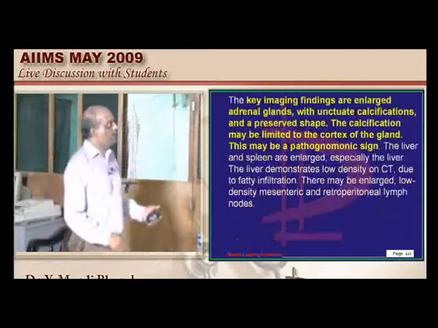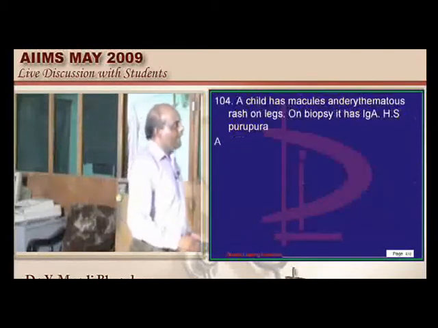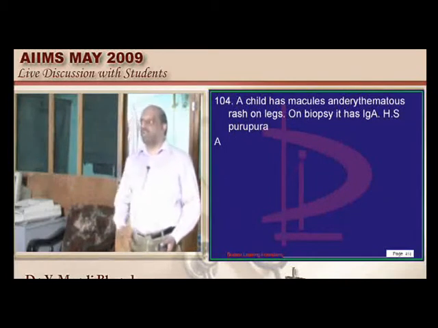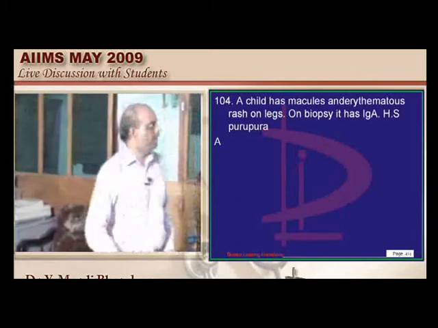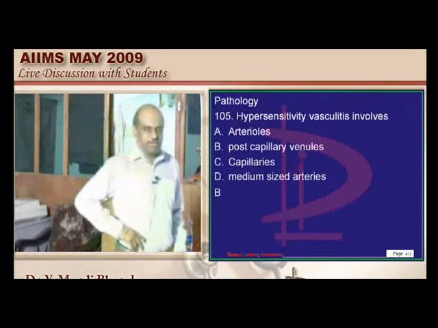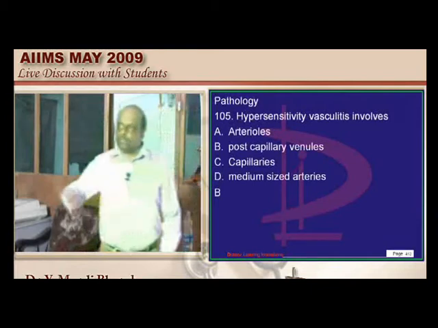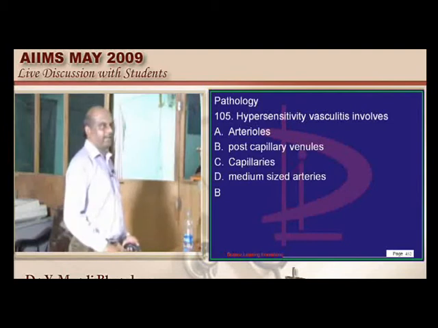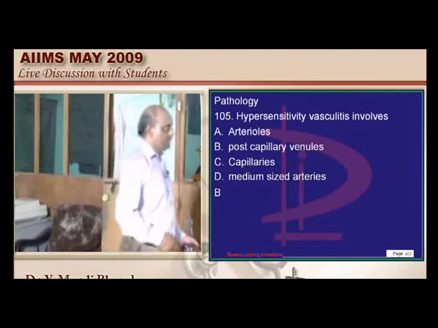A child has got macules, palpable purpura, is a feature of Henoch-Schonlein purpura, which is one of the common questions in exam. Hypersensitivity vasculitis of Henoch-Schonlein, which part of the vascular tree does it affect? Pathology is there at the level of the post-capillary venules.